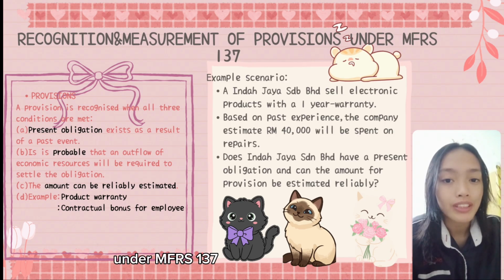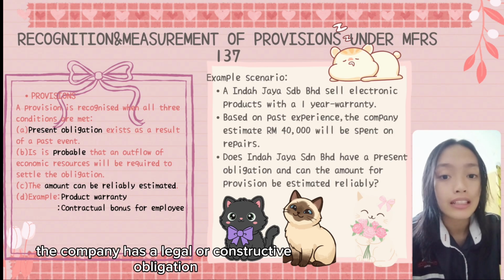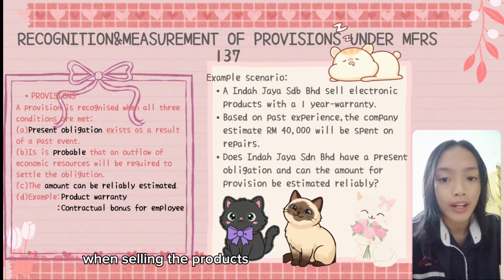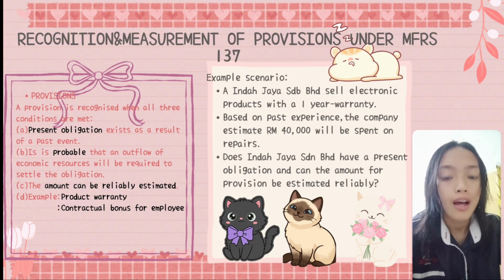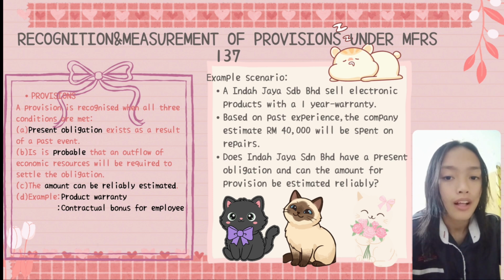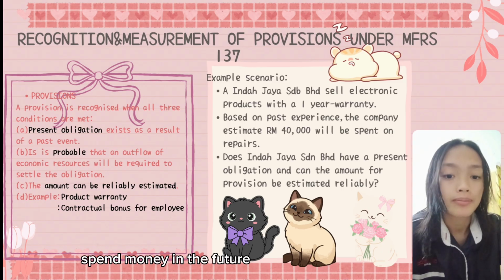Under MFRS 137, a provision should be recognized when 3 conditions are met. First is present obligation. The company has a legal or constructive obligation because it promised customers a warranty when selling the products. Second is probable future outflow. Based on past experience, some products usually require repairs or replacement. This means the company will likely spend money in the future.